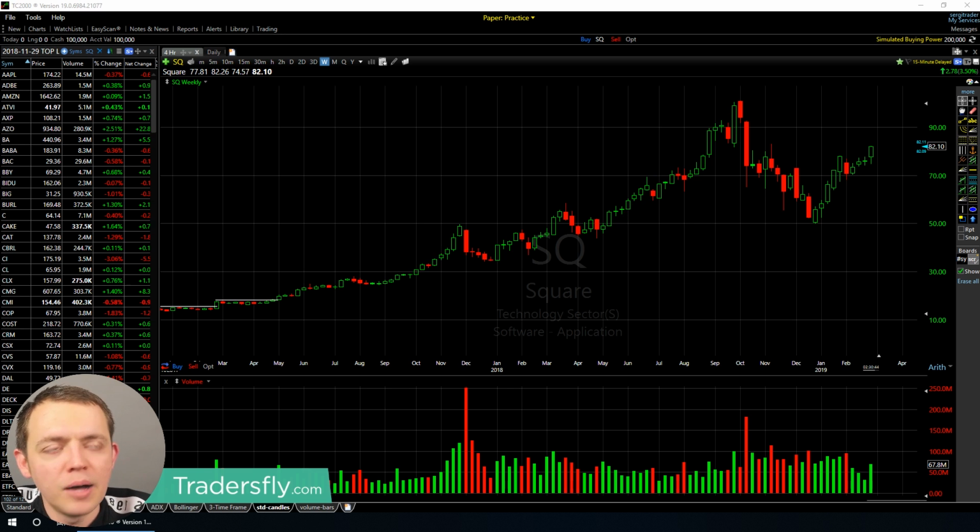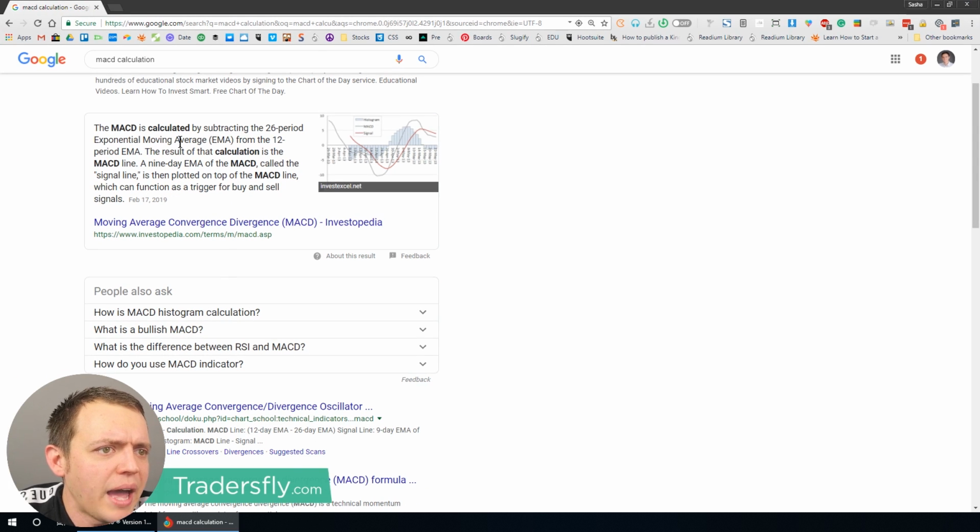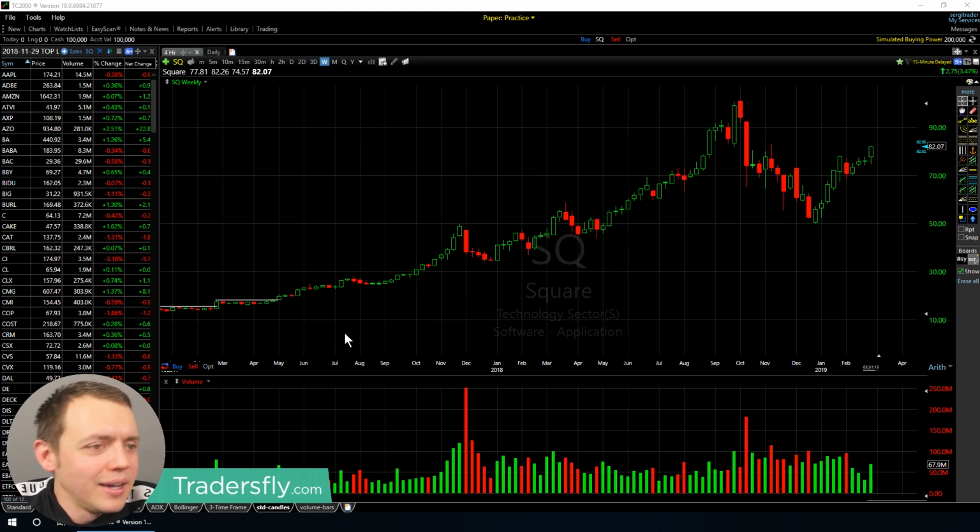If you pull these things up, MACD calculation here, let me just show you. So how is the MACD calculated? Well, take a look right here. MACD is calculated by subtracting the 26-period exponential moving average from the 12-period moving average. So think about that. It's still moving averages, right? It's still moving averages. Now you might say, oh, well, that's a more specific signal. That does the calculation. Yeah, in theory. But the reality is it just starts playing tricks on you.